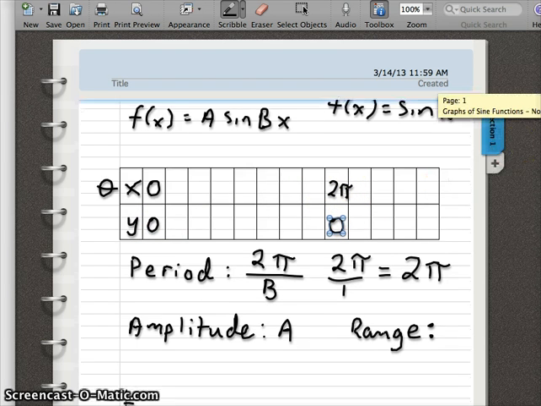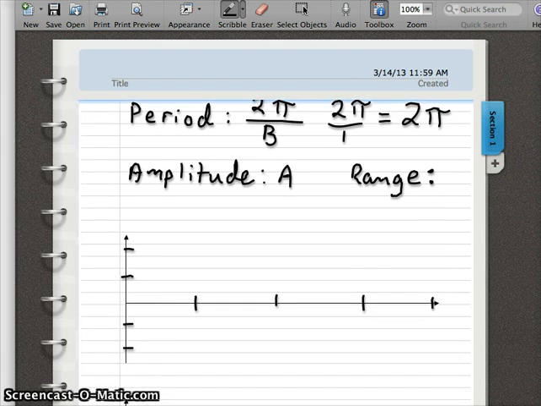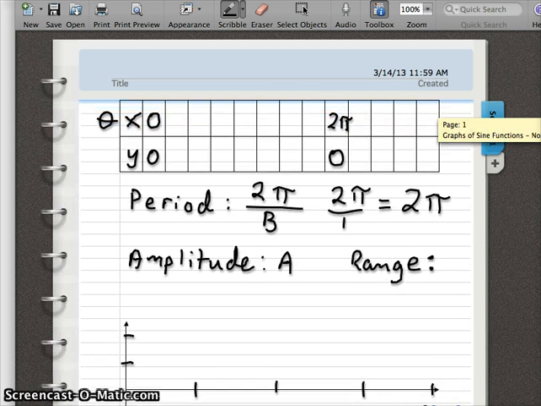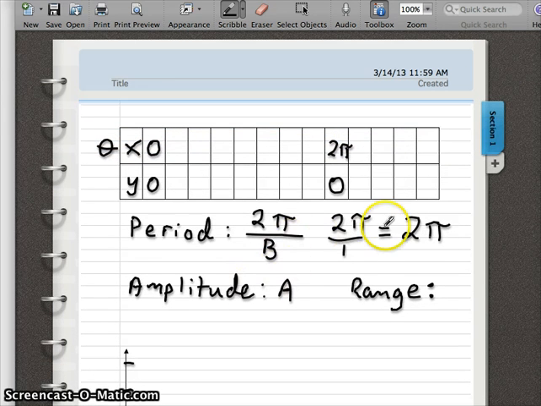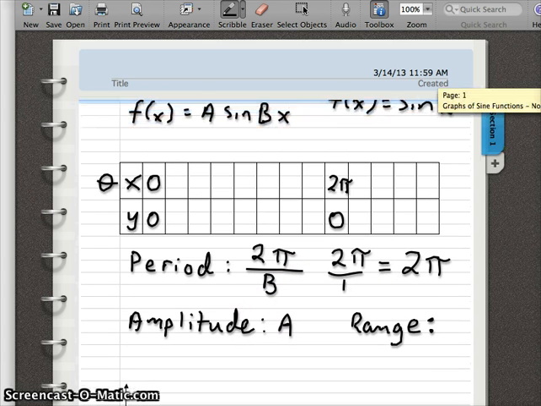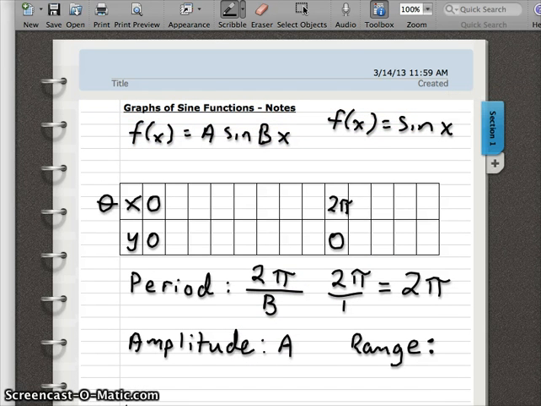So what I'm going to do is go down to my graph, and I know that at the end of my graph I'm going to end at 2 pi. That's going to be the end of my cycle, or the end of the pattern of my graph. Let's come up with some other values here. The amplitude is always going to be the a value, and the amplitude is the height of my graph.